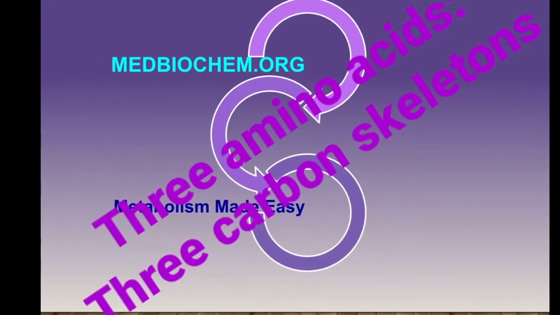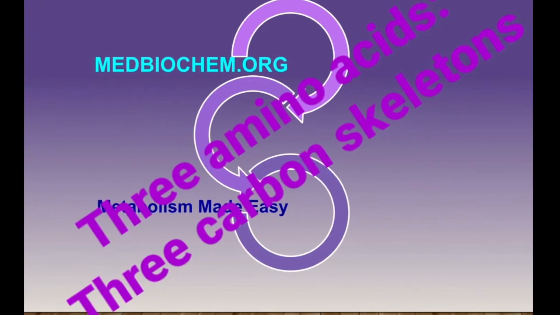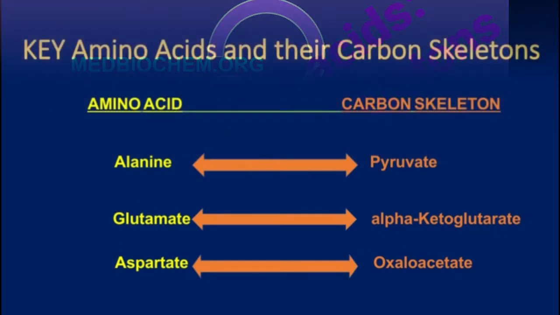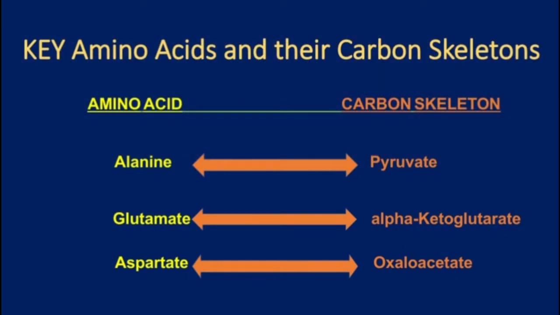This podcast will focus on 3 amino acids: alanine, glutamate, and aspartate, and the carbon skeleton they produce during their catabolism. The rationale for focusing on these 3 amino acids is that they are substrates for 3 important enzymes: ALT, glutamate dehydrogenase, and AST.